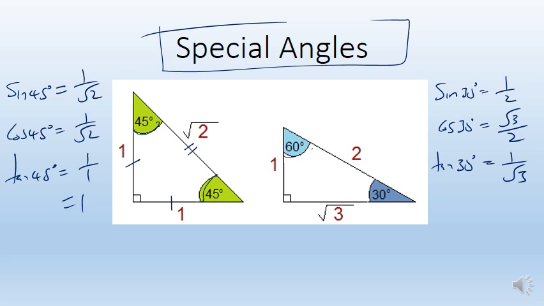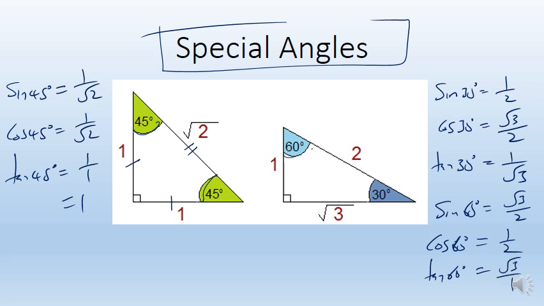Let's go with 60. What is sine of 60 degrees? It's opposite over hypotenuse. Just checking whether you're following me. What is cos of 60 degrees? Cos of 60 here is adjacent over hypotenuse, 1 over 2. And finally, tan of 60 degrees, √3 upon 1.